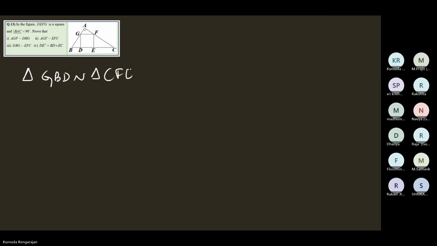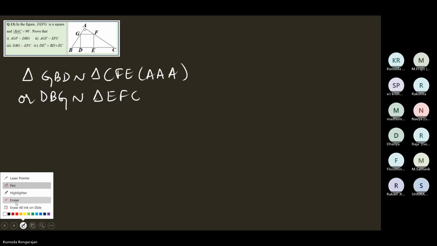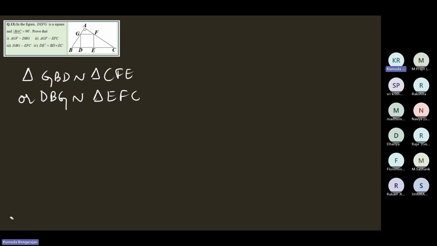CFE by AA similarity criterion or AAA, because we've written all the three. So GBD, but in the question it's given DBG. So DBG is similar to triangle EFC. Now the final result, the last one. DE square is equal to BD into EC.